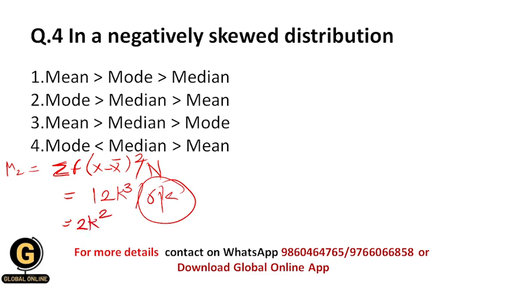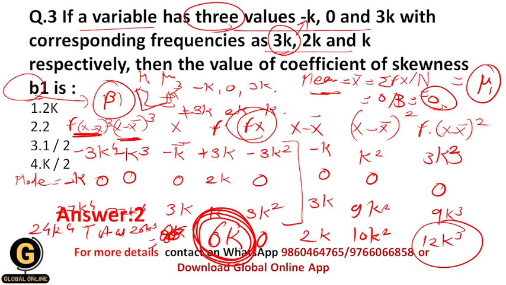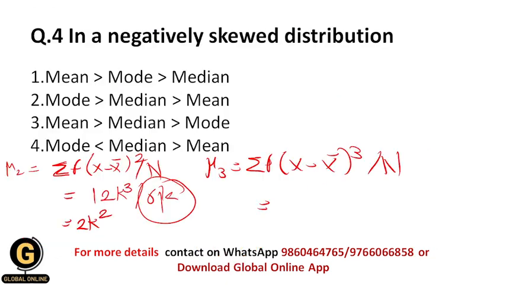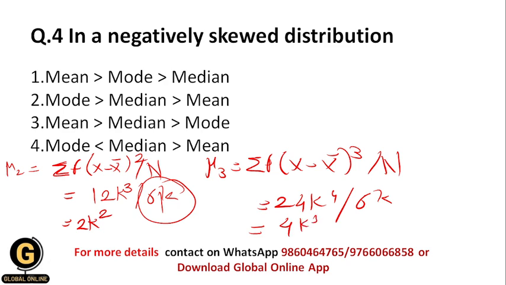Now let us find out the value of mu3, which is equal to the summation of f into (x minus x bar) cubed upon capital N. So now let us see what is the value of the summation of f into (x minus x bar) cubed, which is 24k raised to 4. So it will become 24k raised to 4 upon 6k, so it will become 4k cubed.